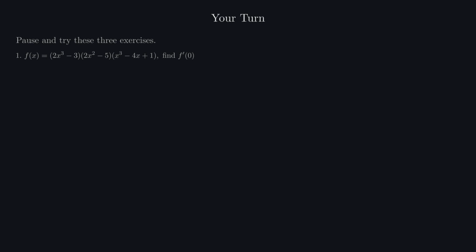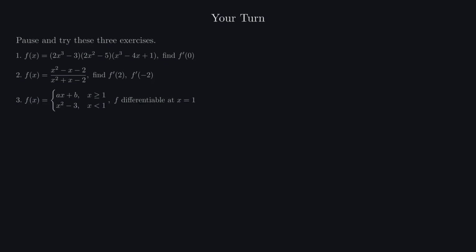The second example is f of x equals x squared minus x minus 2 all divided by x squared plus x minus 2. And you need to find f prime of 2 and f prime of negative 2. This is a direct application of the quotient rule followed by substitution.